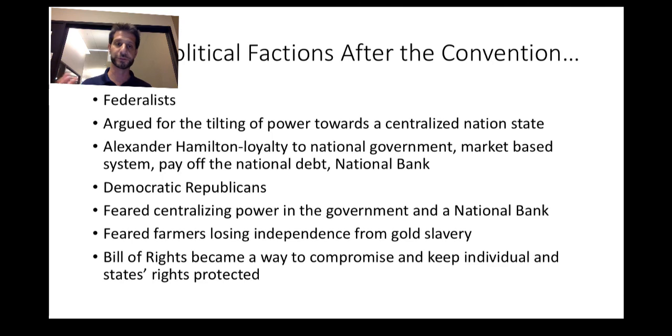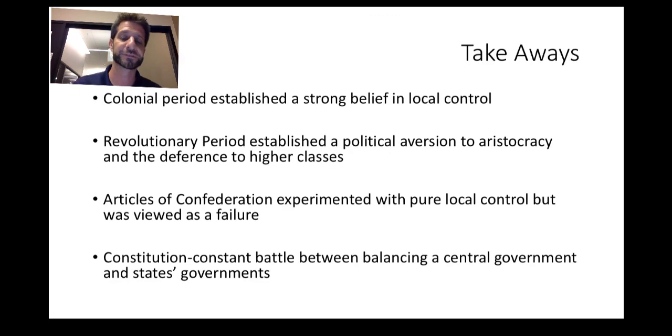So what are the takeaways then from everything we've been talking about? I think first off, we had to start off with the colonial period. Please remember, the colonial period is where we get this precedent of a strong belief in local control. That comes out of the House of Burgesses, the assemblies, the religious assemblies, the Great Awakening. During the Revolutionary period, there was an establishment of a real political aversion to aristocracy and the deference to higher classes. Once we get into the Articles of Confederation, though, the aristocracy in America does become the leadership.